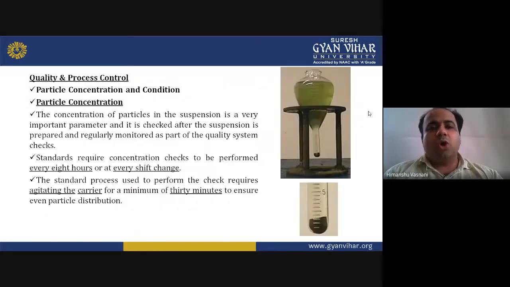Now quality and process control. The procedure for doing magnetic particle inspection also needs quality and process control, so let's discuss it. Now particle concentration and condition. The concentration of particles in the suspension is a very important parameter, and it is checked after the suspension is prepared and regularly monitored as part of the quality system checks. Standards require concentration checks to be performed every 8 hours or at every shift change. The standard process requires agitating the carrier for a minimum of 30 minutes to ensure even particle distribution.